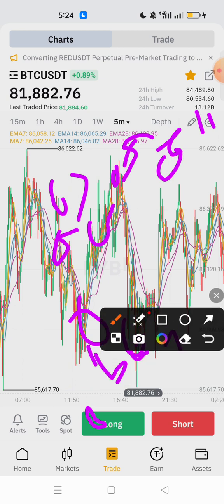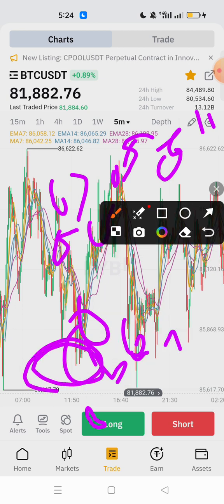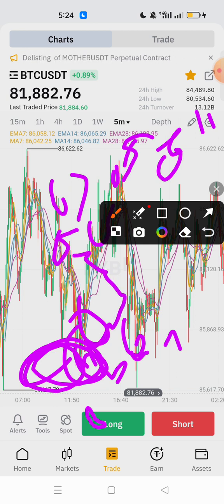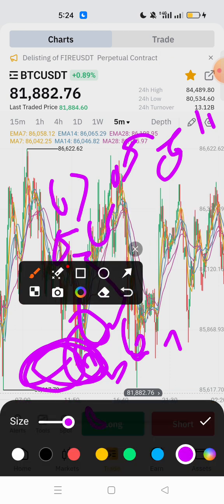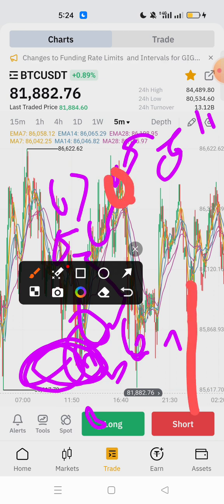For instance, I want to enter long. You should be longing here. Then after entering here, you will be longing with the market and take your profit. That's how to trade. Now if you want to short, let me use red for this. Now if you want to short, you'll be shorting from here. Then the market will be giving you profit till here. Then you leave the market, you exit the market.